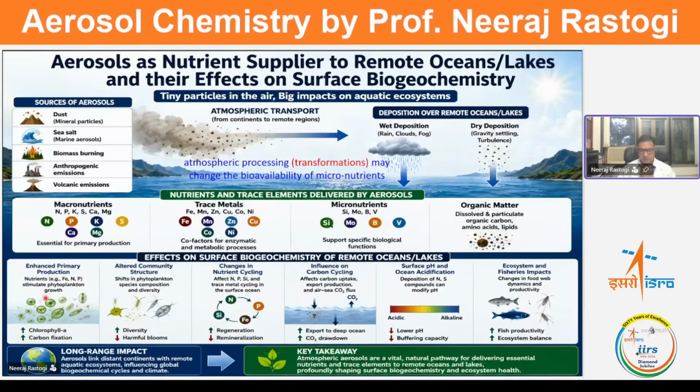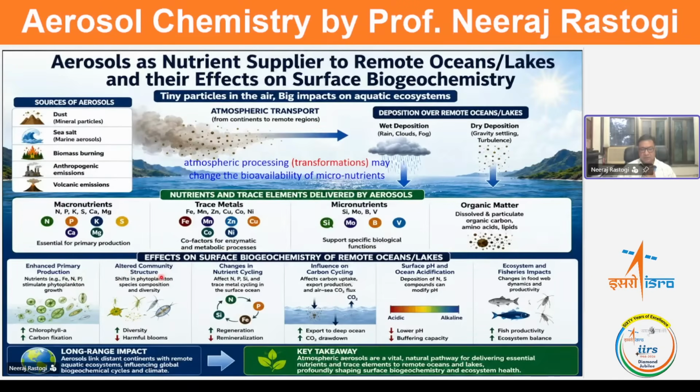Primary productivity means the kind of food available for fishes. If you increase it, you can increase the number of fishes. And if it is changing, this also affects the carbon cycle. I will tell it in detail. So it can enhance the primary production through these kinds of nutrients.